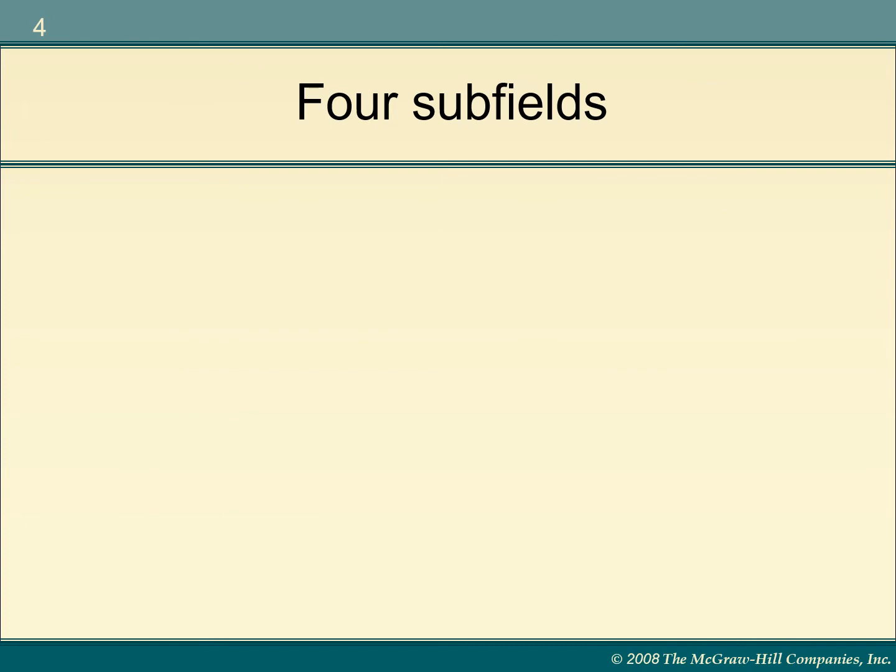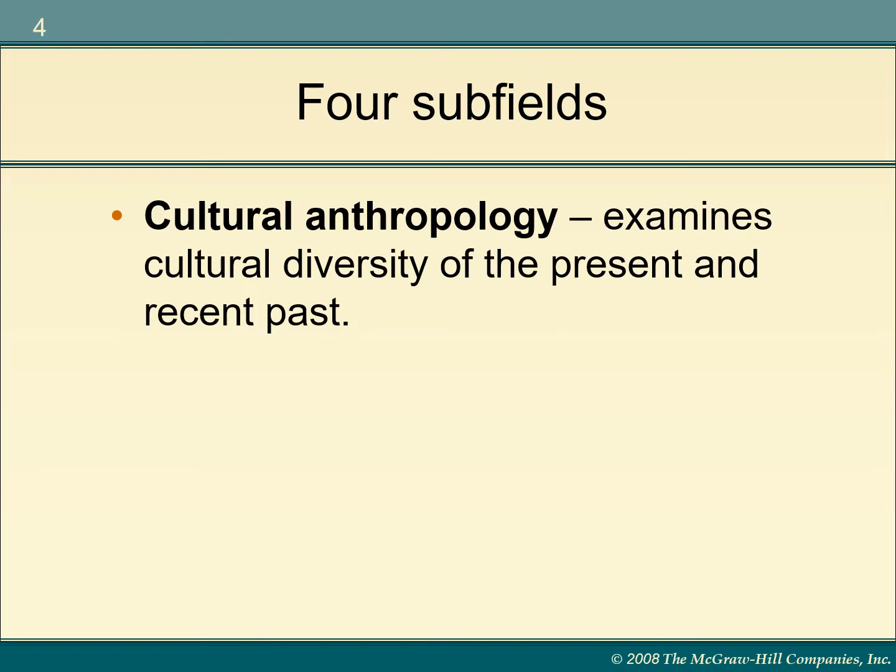And the four subfields of anthropology that we have are cultural anthropology, which examines cultural diversity of the present and recent past. So this is looking at what are some of the cultural aspects of a society. So whether that's some traditions, events, and all those kind of cultural phenomena that we tend to associate with cultures, holidays as well.